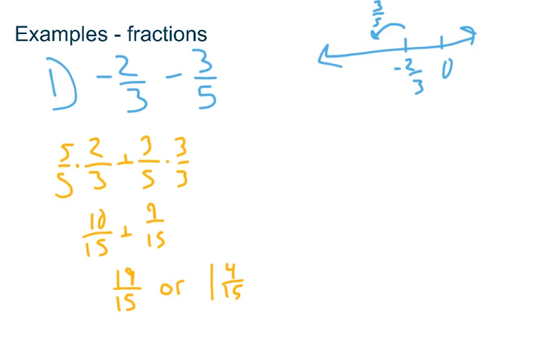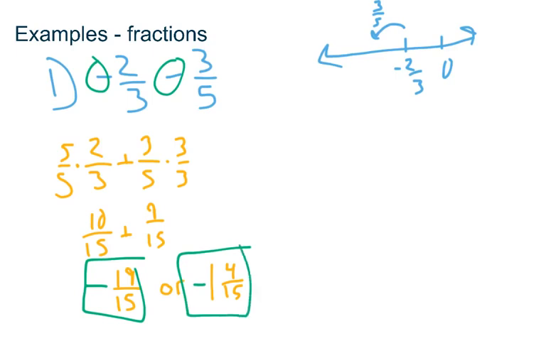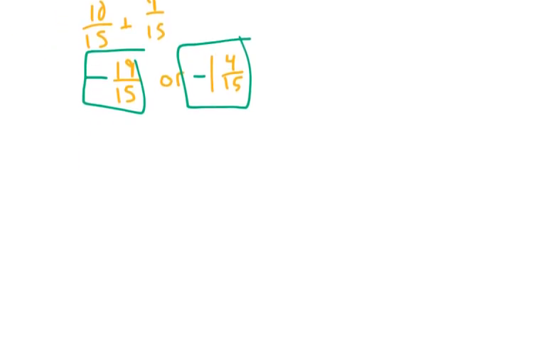But now the thing is, it's not 19/15 or 1 4/15. The final piece of this is realizing that since these both had negatives on them, it's negative 19/15 or negative 1 4/15. So either way, you can write it as an improper fraction or a mixed number. Either way is good. Let's do another example.